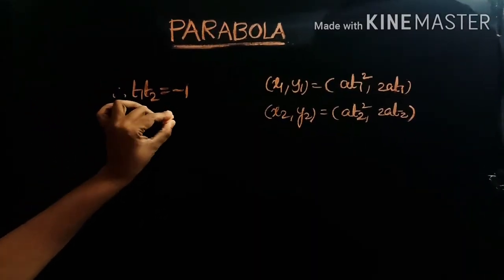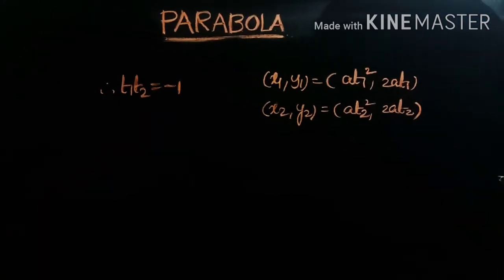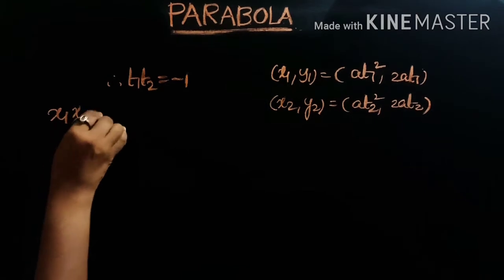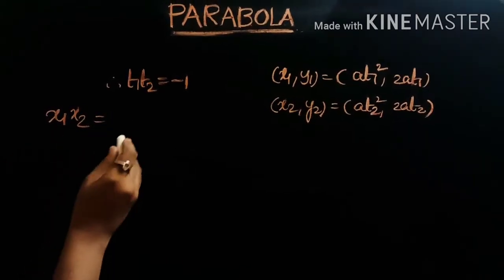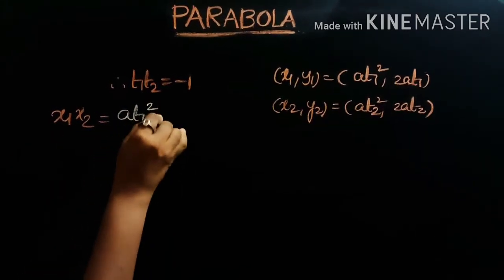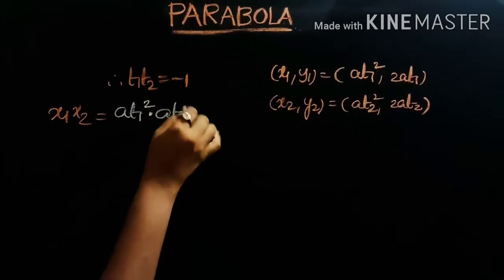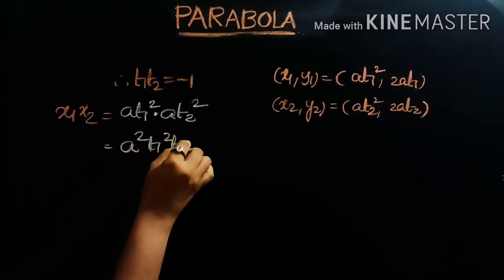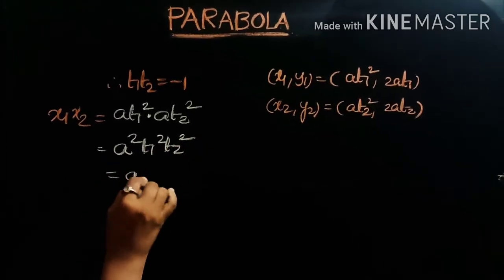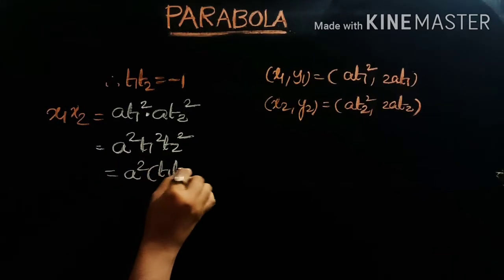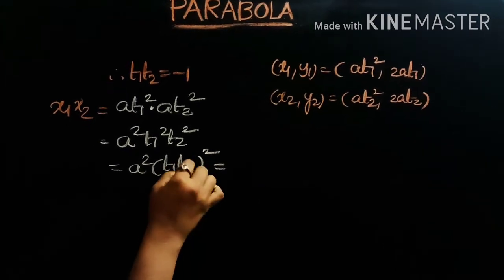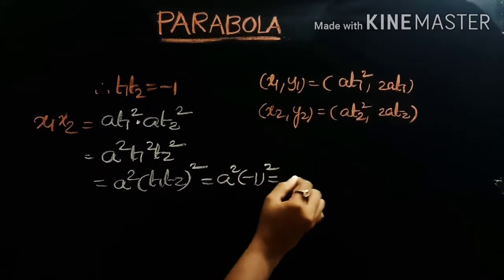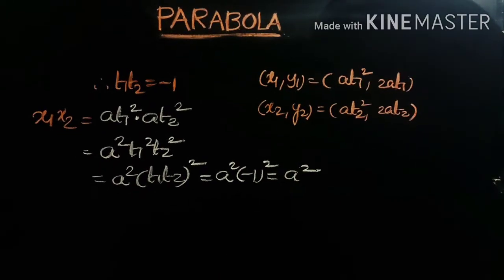Now we want to find the values of x1 x2 and y1 y2. So first, x1 x2. What is the x1 value? a t1 square, into the x2 value a t2 square. Now this is a square into t1 square into t2 square, and this is a square into (t1 t2) whole square. But what is the t1 t2 value? t1 t2 is equal to minus 1. A square into (minus 1) whole square, which is equal to a square. This is the first value.